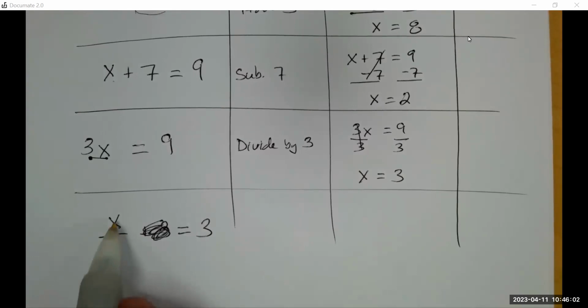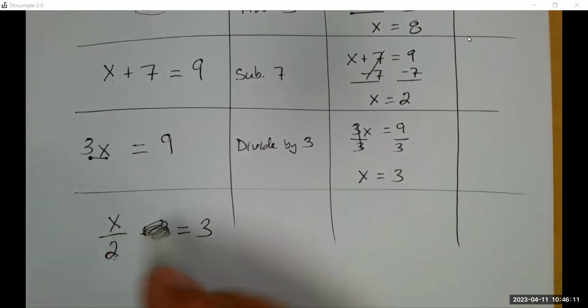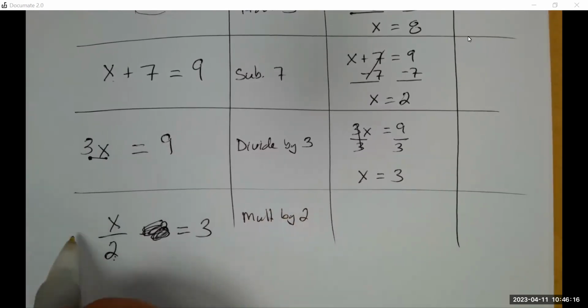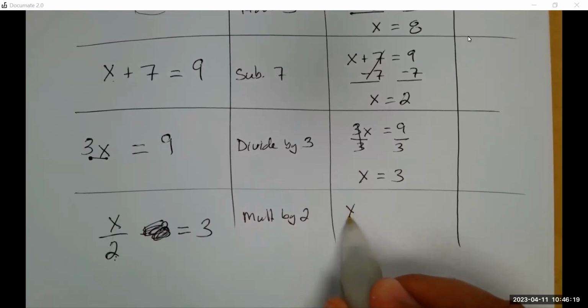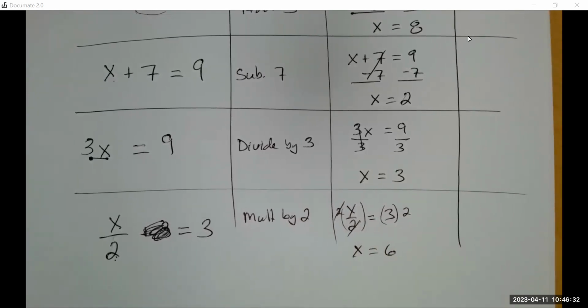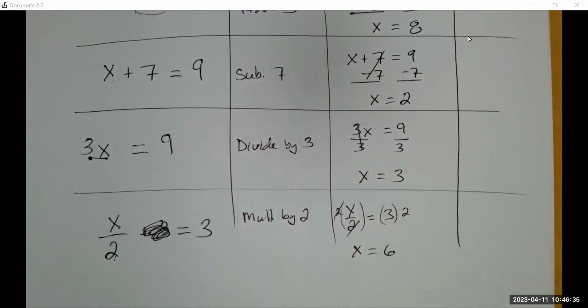If I have a number below x, how do we get x by itself? What do I have to do here? Yeah, it's the opposite. This is division. I multiply by whatever the denominator is. So I have x over 2 equals 3. I multiply both sides by the denominator. The 2's cancel. Good. When you solve for x, it's always a process of opposites.